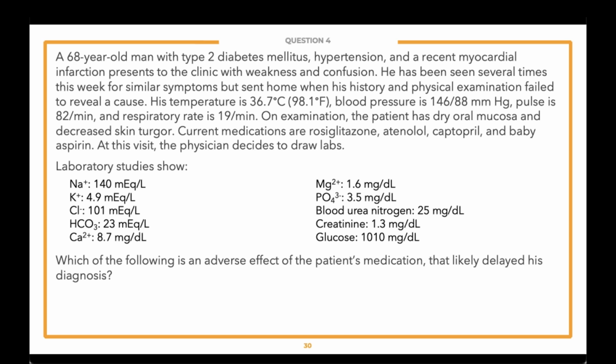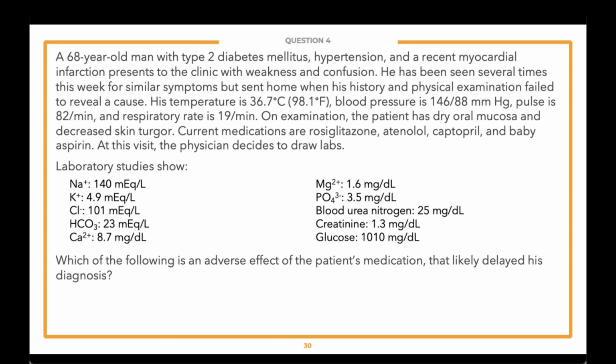So it's a multi-step question. You want to think about what concept they are trying to test and get into the mind of the test writer. Let's read from the top of the vignette. A 68-year-old man with type 2 diabetes, hypertension, and a recent myocardial infarction presents to clinic with weakness and confusion.